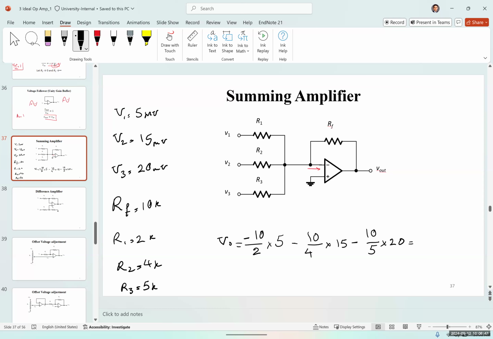Did anyone get the answer? 1.25 millivolts. Oh, okay. Anyone else has the answer? Yeah.